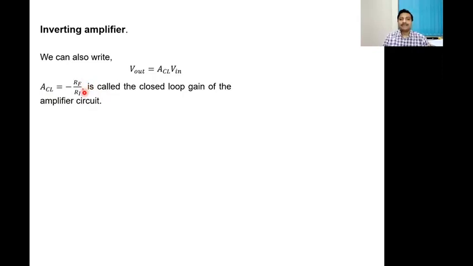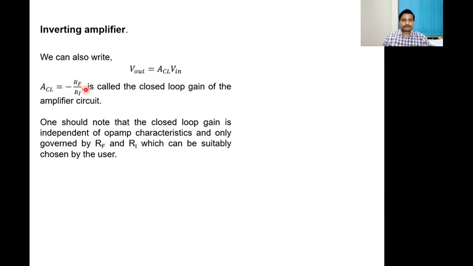So what you see is that the gain of the amplifier in this particular configuration is not simply the input multiplied by the very large gain of the amplifier and that way becoming saturated, but something that depends on these external components, RF and RI. So one should note that the closed loop gain is now independent of the characteristic gain of the op-amp, and is only governed by these external resistors RF and RI, which can be suitably chosen by the user, right? So using this negative feedback, we have achieved an independence from the characteristics of the operational amplifier.